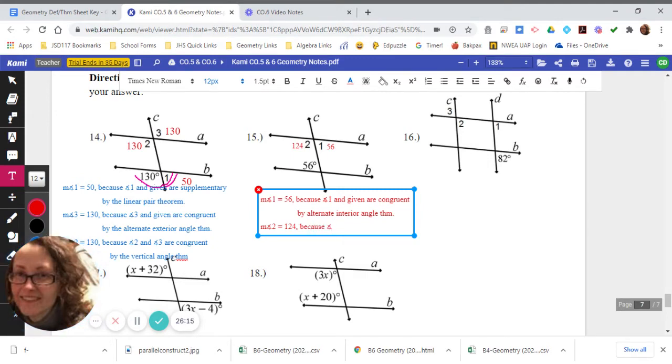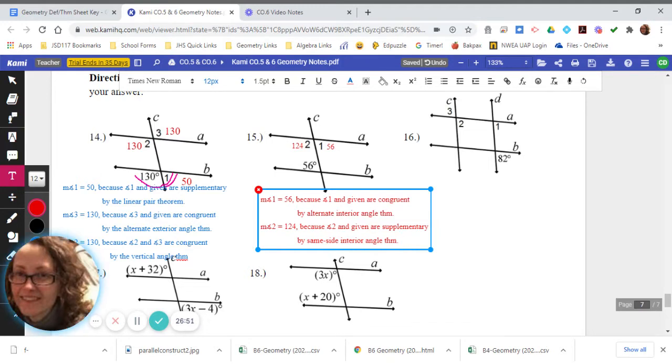because angle 2 and the given are supplementary by the same side interior angle theorem. So that's what my answer is, what two angles am I using, and which theorem am I applying. So I'm going to go ahead and finish these. I want you to pause your video, try these on your own, and then I will show you the answer.